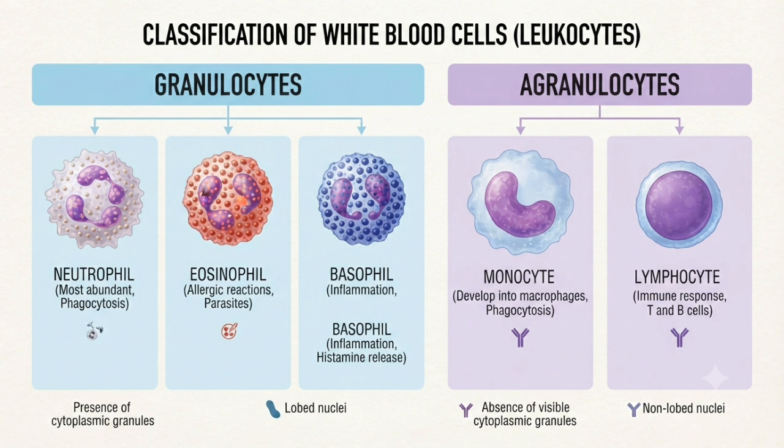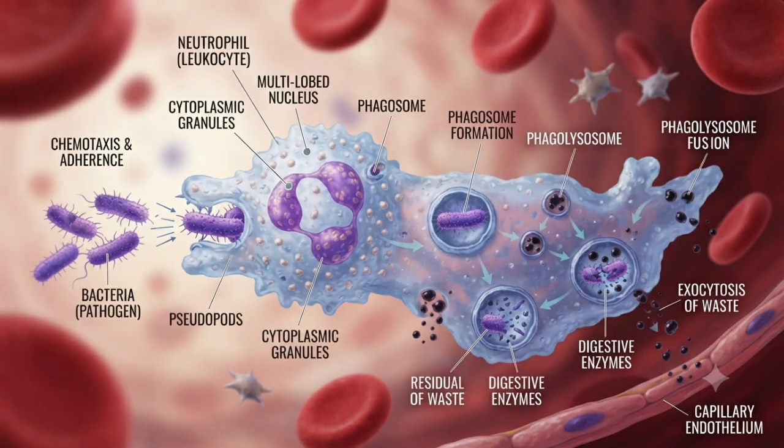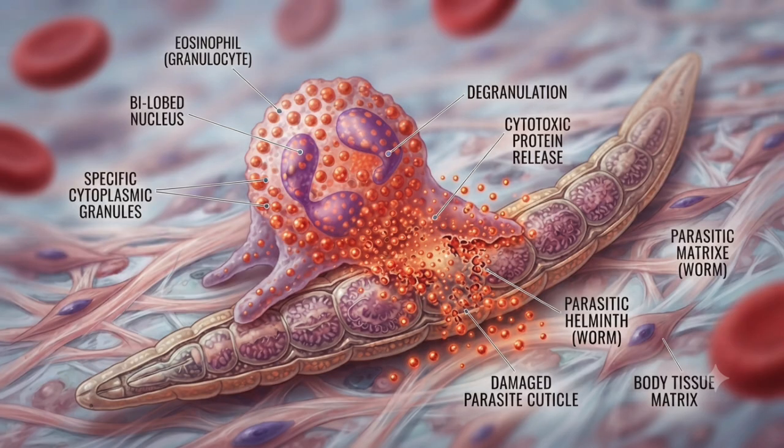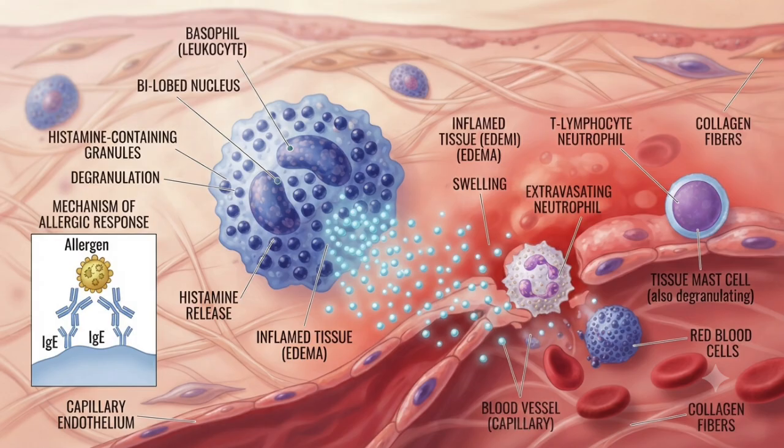There are two main groups of white blood cells. The first group is granulocytes, which contain granules in their cytoplasm. These include neutrophils, eosinophils, and basophils. Neutrophils destroy bacteria, eosinophils fight parasites and help in allergic reactions, while basophils release histamine that causes inflammation.